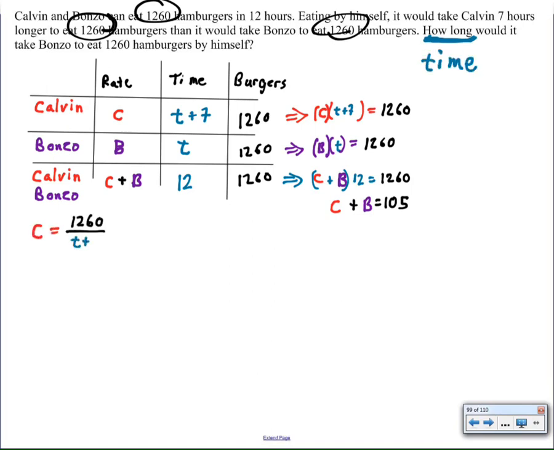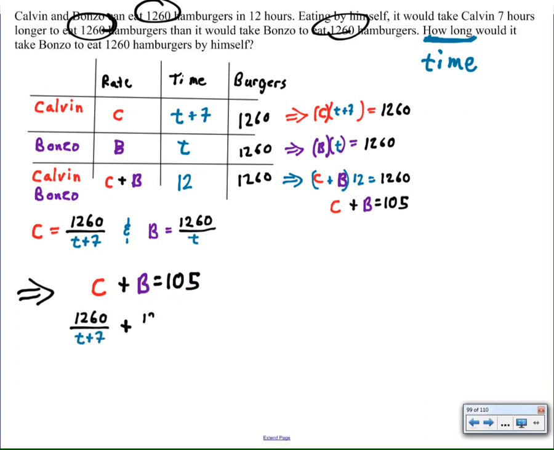So I take this known fact. Since we have Calvin's rate times Calvin's time equals 1260, then by dividing both sides by t plus 7, I get Calvin's rate equals 1260 over time plus 7. Bonzo's rate is 1260 over time. I also know that Calvin's rate plus Bonzo's rate is 105 burgers per hour, which means I can do substitution.